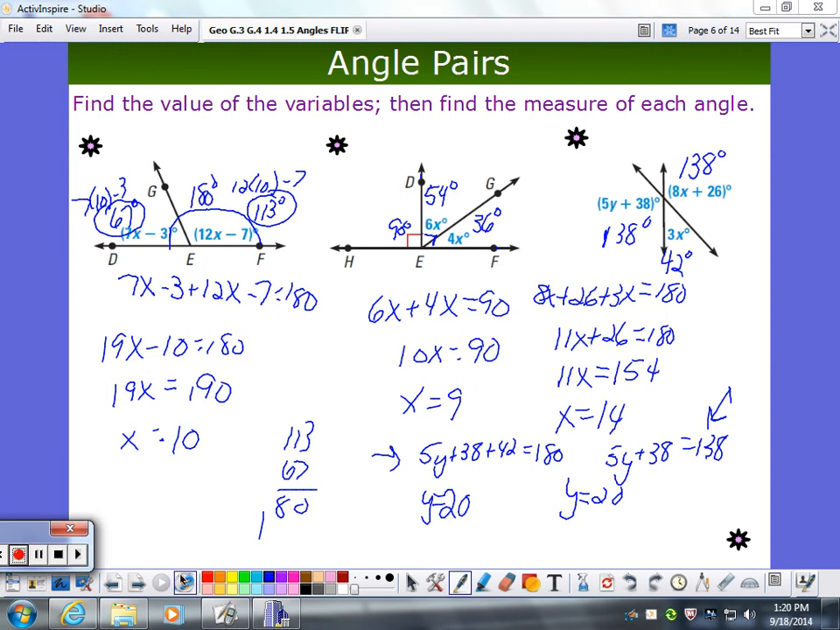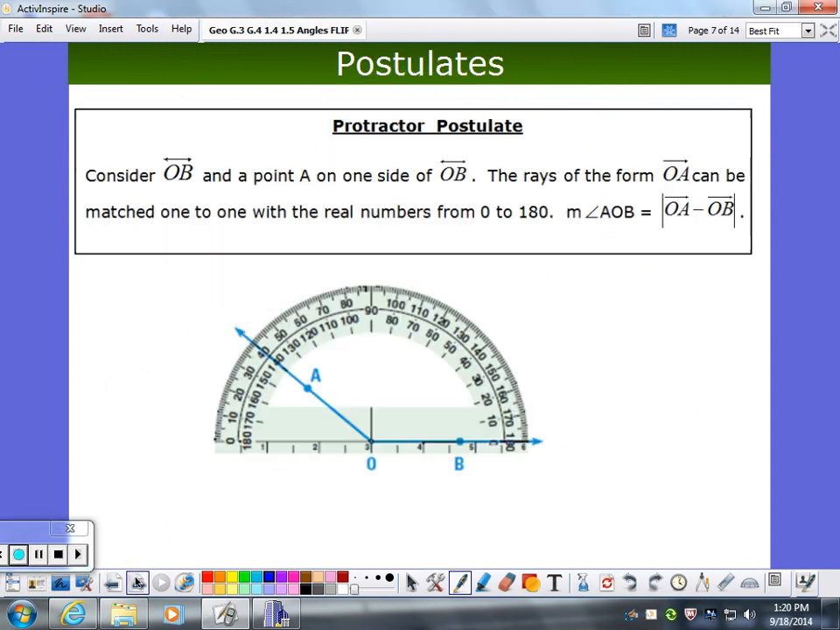Here we go. So, yes, we looked at our angle pairs. Now we've got some postulates. These postulates are analogous to the ones we did for segments, only they're for angles. So the protractor postulate is kind of like the ruler postulate. It says that if you know two degree measures, you can figure out the angle measure. Basically it says you can use a protractor.